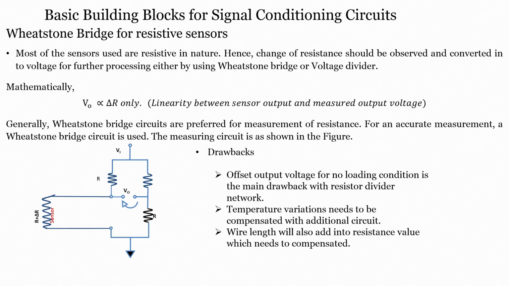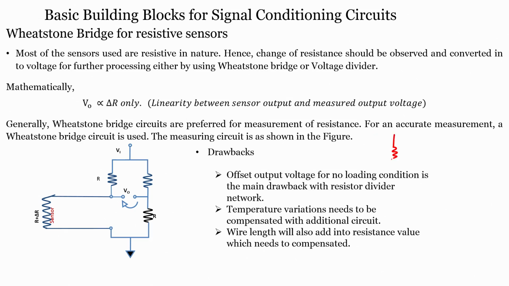That is the question, and if you see the slide, what you find out is that the Wheatstone bridge for a resistive network is one of the answers to our question. Most of the sensors used are resistive in nature, hence the change of resistance should be observed and converted to a low voltage for further processing. Okay. Then the second thing is that the further processing can be done by using either a voltage divider or a Wheatstone bridge. So, how can it be done?